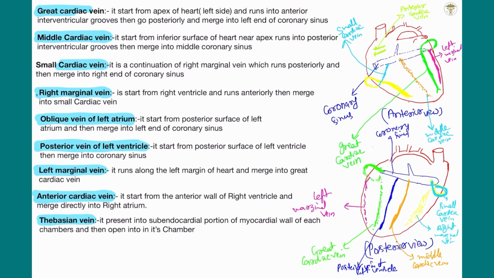The second vein I discussed is the middle cardiac vein. The middle cardiac vein is present in the posterior-most portion of the heart, and it runs in the posterior interventricular groove and merges into the middle portion of the coronary sinus. After that, I discussed the right marginal vein, which continues into the small cardiac vein. It is also present in the posterior-most portion of the heart, and it merges into the right part of the coronary sinus.